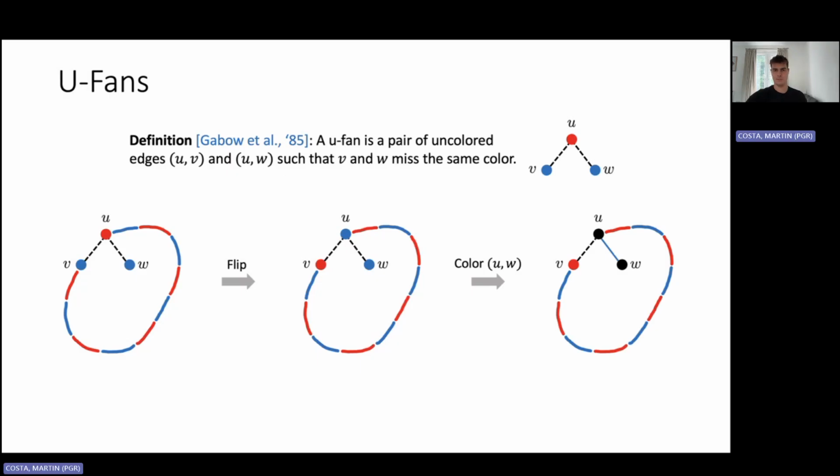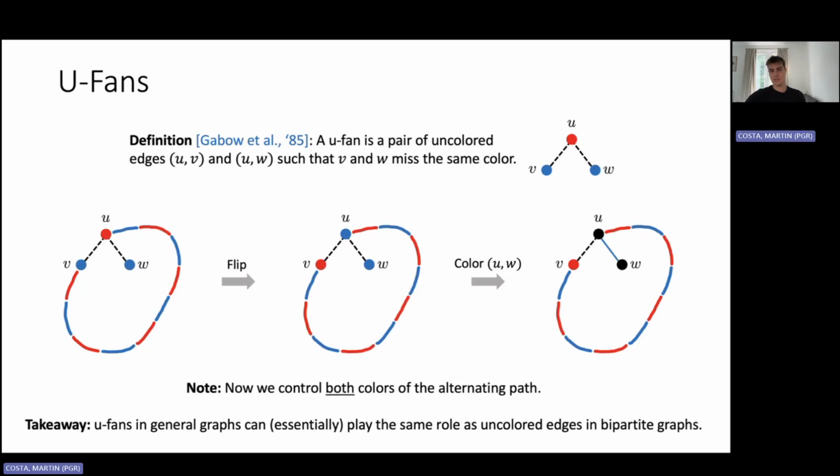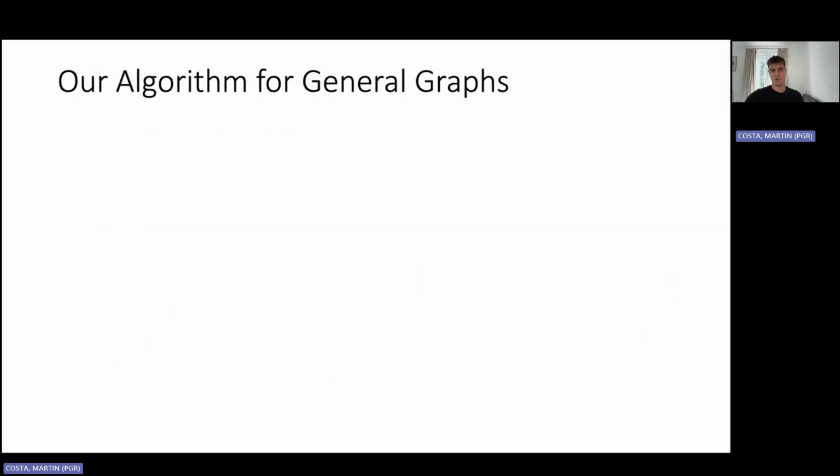So this is a little bit different to how edges behave in general graphs, in the sense that whenever you flip this path and extend the coloring to this U-fan, you're only coloring one of the edges instead of both, okay? But it does mean that we can control both of the colors within the alternating paths. And that means that we can basically plug these U-fans into a very similar framework to what we had before, and they can play essentially the same role as uncolored edges in bipartite graphs, but instead they're playing this role in general graphs, okay?